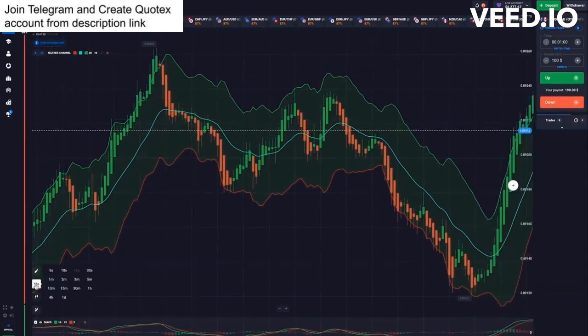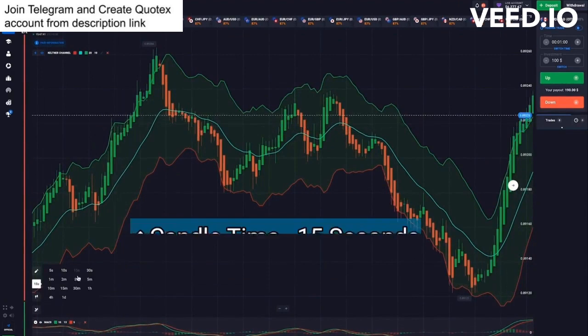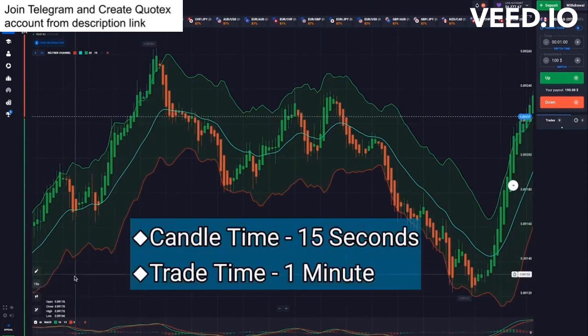Now we will see about time. In this you will see candle time and trade time on the screen. You also have to select the same.